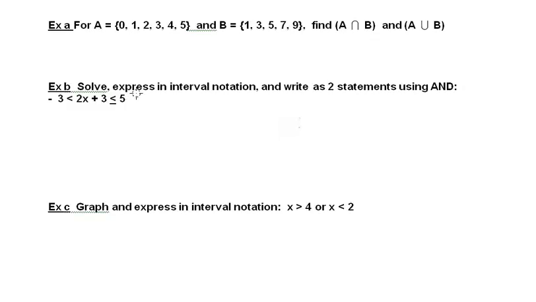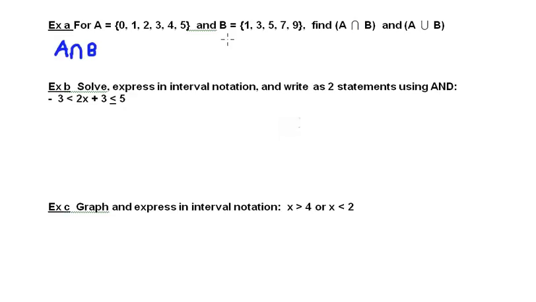So let's take a look at a few examples where we find the union and intersection of sets. The first example gives us set A with these 6 elements and set B with these 5 elements. The first thing we want to do is find A intersect B. And A intersect B is the area of overlap. When we look at these two sets, we want to see what elements are in both of the sets.